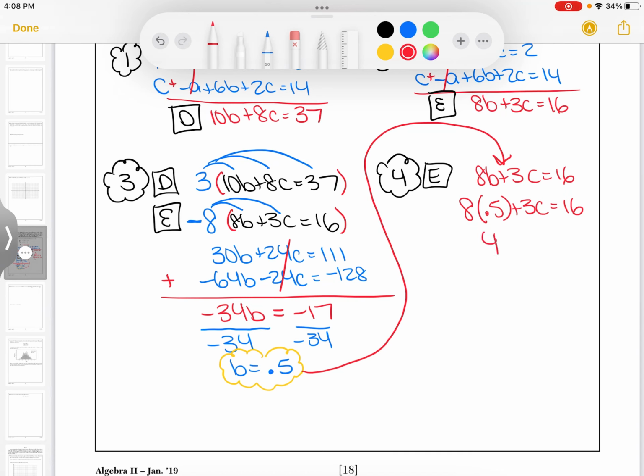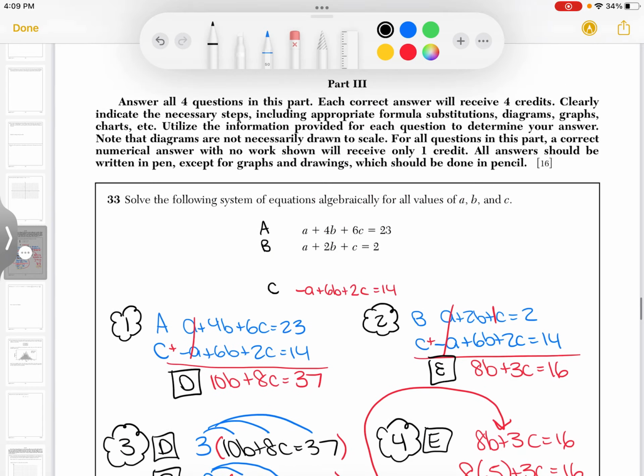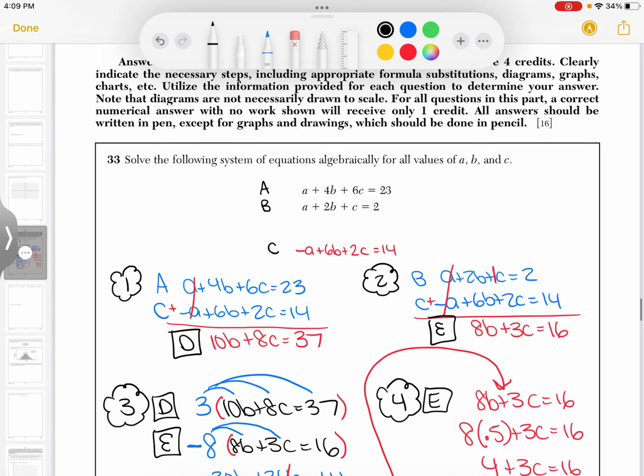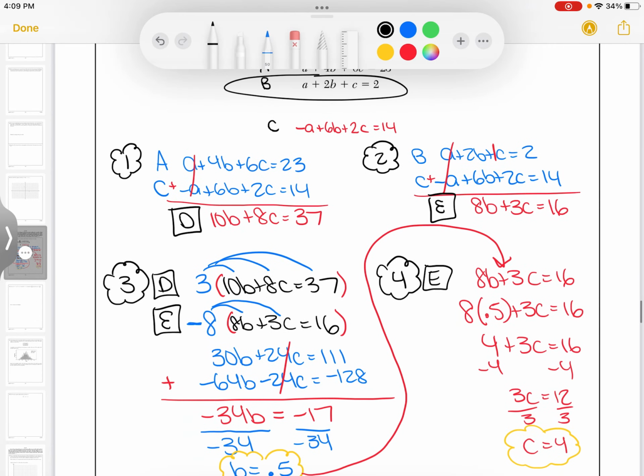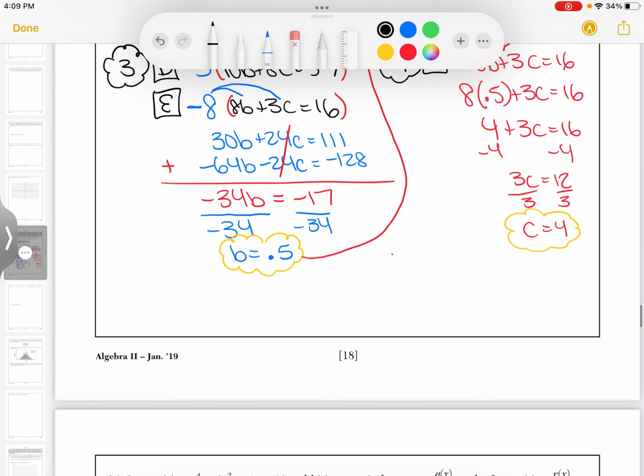So I multiply these all out. Half of 8 is 4, plus 3c equals 16. Subtract the 4 over, I get 3c equals 12, and then divide by 3, and I get c equals 4. And now I have two of the variables that I need. My last step is to now find a. So I'm going to go back up to my original equations, pick whichever one you think is the easiest. I'm going to use b for this one, which is a plus 2b plus c.